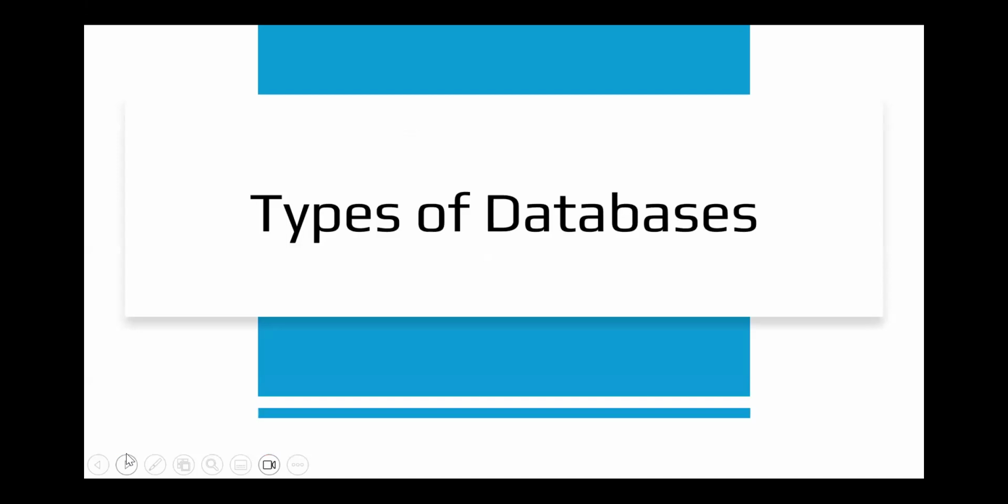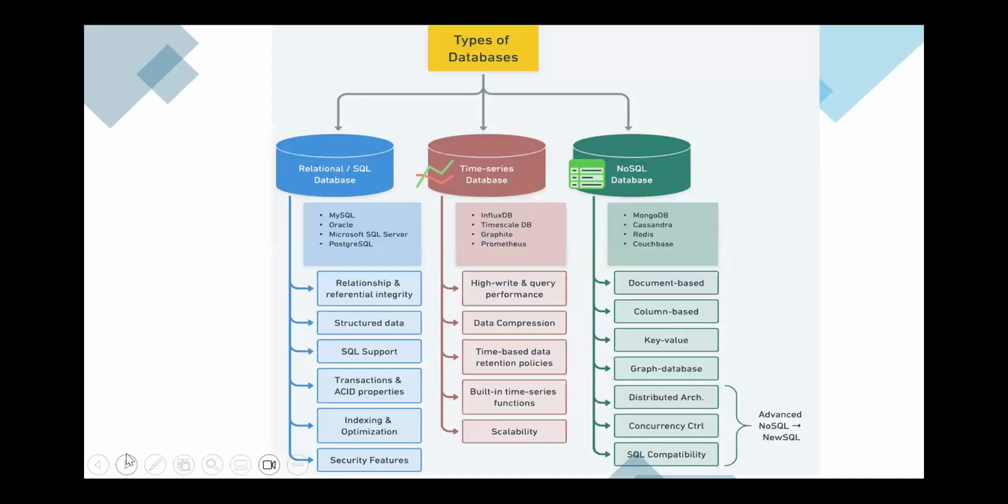So when we look at types of databases, because of course this is not the only type of database out there in the market, you will realize that there are actually three big sets of databases you can find. You find the relational SQL databases, which are the traditional databases with the row and column structures.